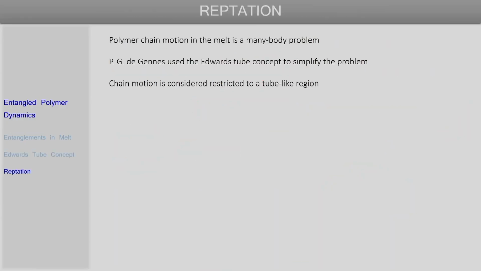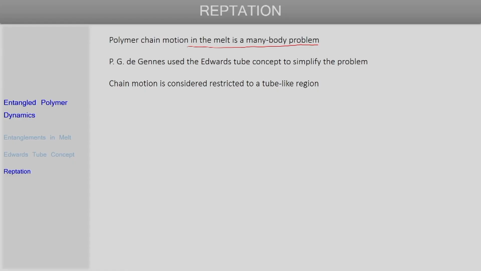Polymer chain motion in a melt is a many body problem at first glance. The reason for this is that a given polymer chain, if it is moving, has a motion that depends on the presence and the corresponding motion of many other polymer chains surrounding it. Since it is a dense system and the polymer chains are long, if we try to study the dynamics directly as a many body problem, it will be a very complex problem to study, and it might not actually be amenable to solution as well.